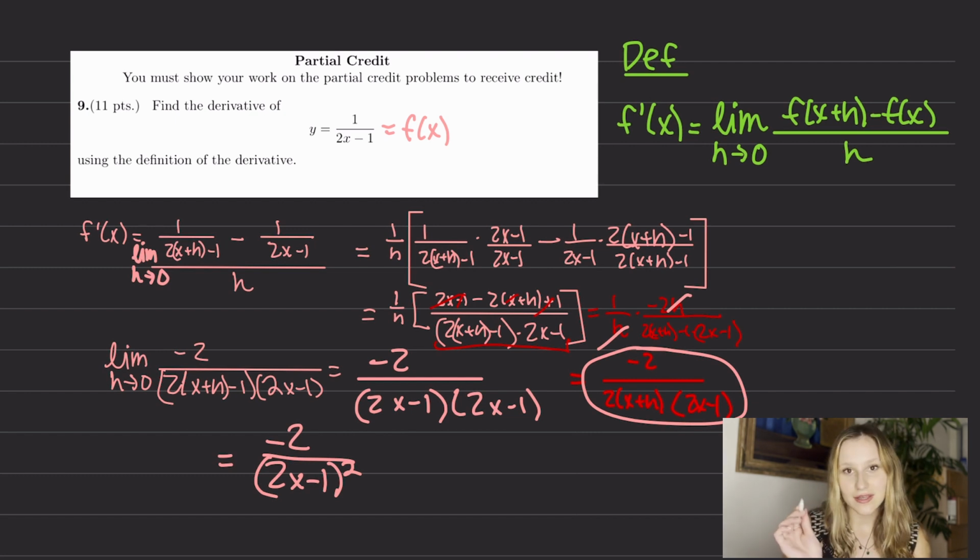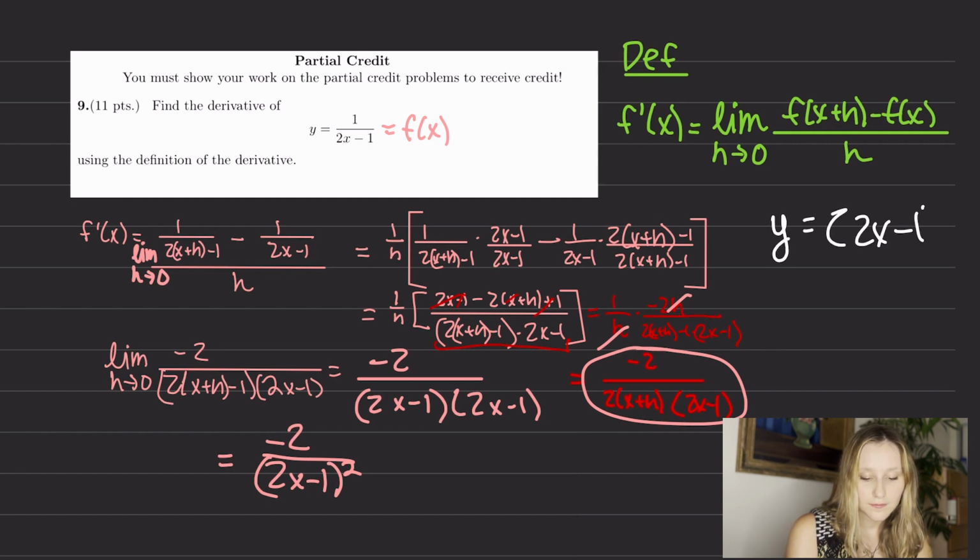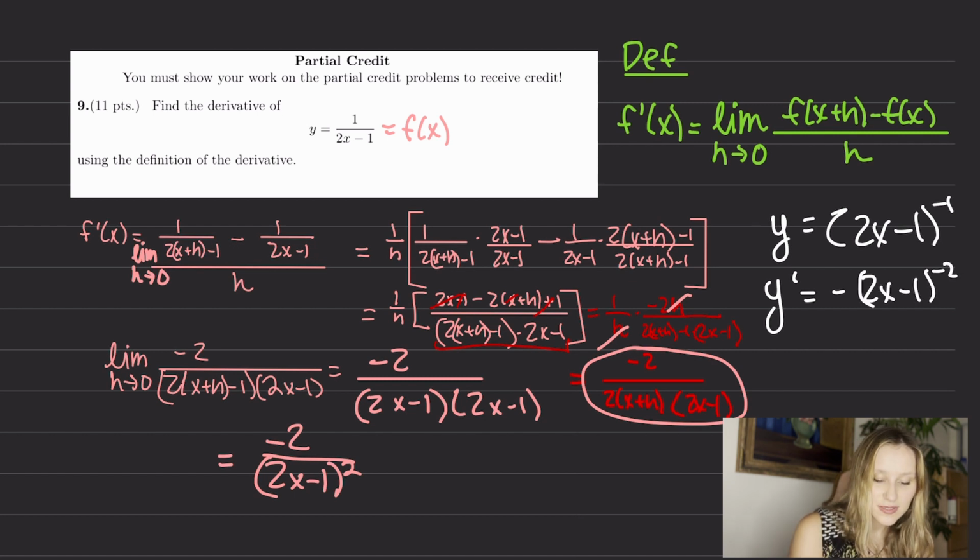If we found the derivative the standard way, what would we get? Minus 2x minus 1 to the minus 2 power times the chain rule, which would be times 2. And that's exactly what we got. So, period. Let's move on.